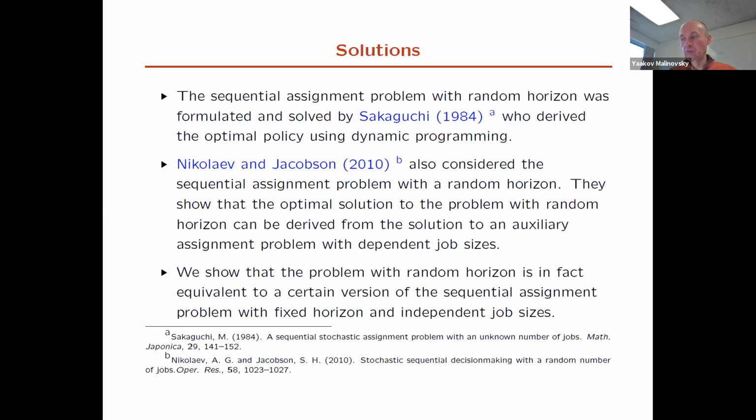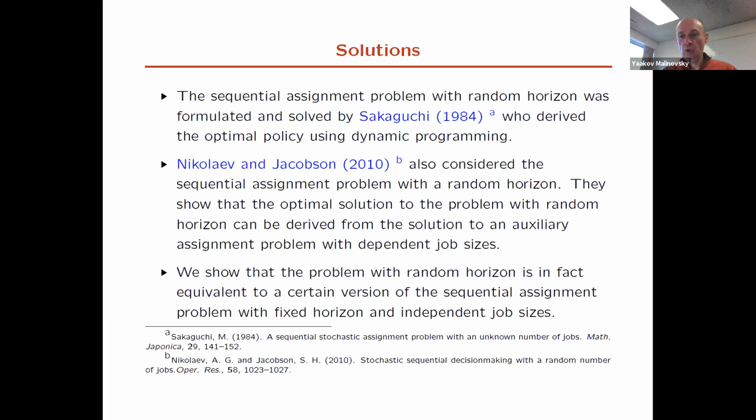For completeness, I need to say a few things about the sequential assignment problem with a random number of alternatives. The original problem was solved by Sakaguchi in Mathematica Japonica in 1984, and he used dynamic programming. In 2010, Nikolaev and Jacobson suggested a solution by reduction of the problem to a problem with dependent random variables, a kind of auxiliary assignment problem. So our contribution here, in some sense, is that we solved it by the method of Derman, Lieberman, and Ross.